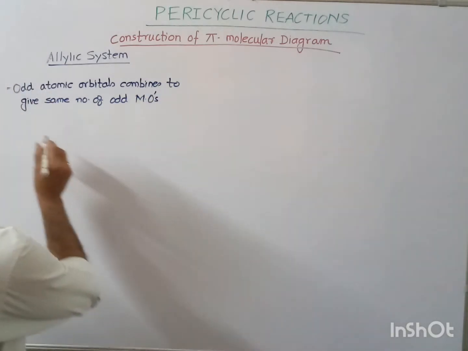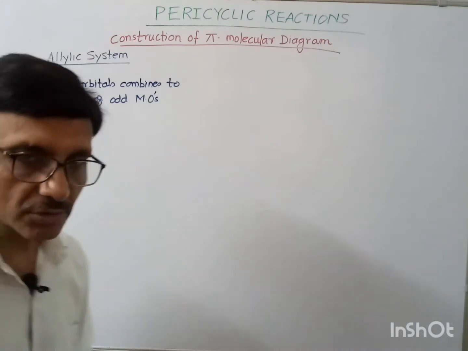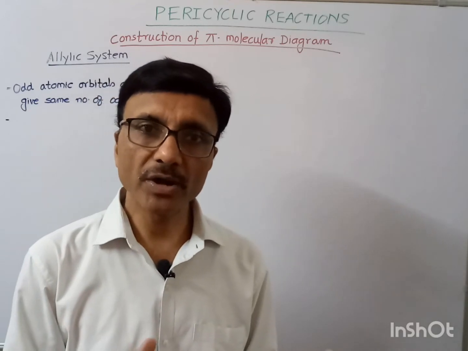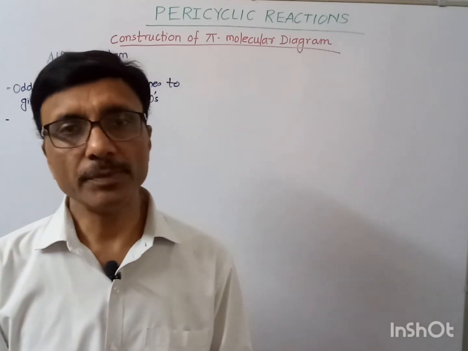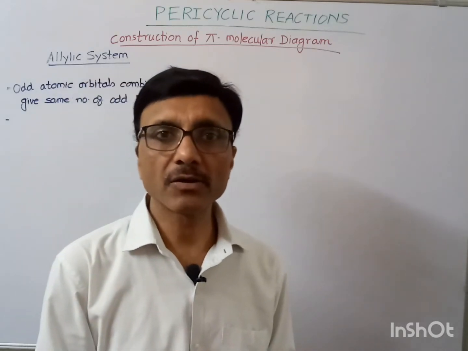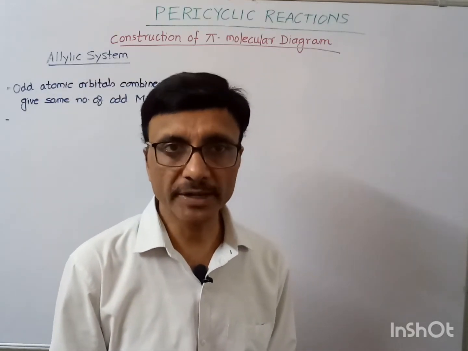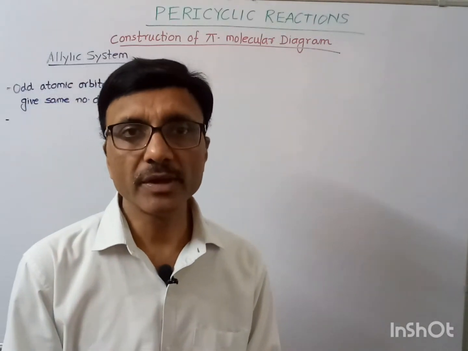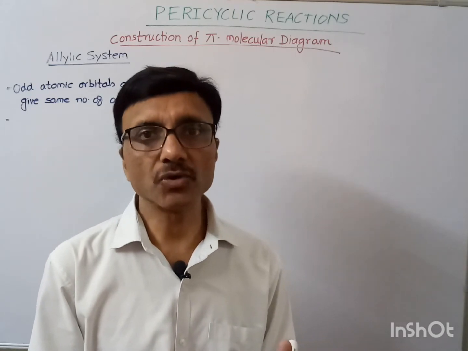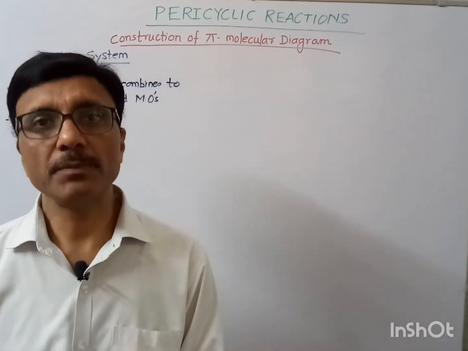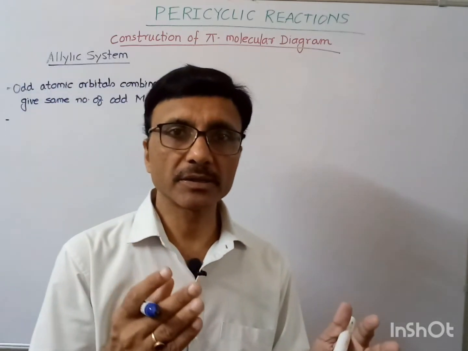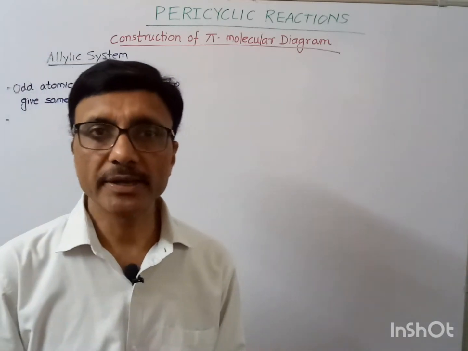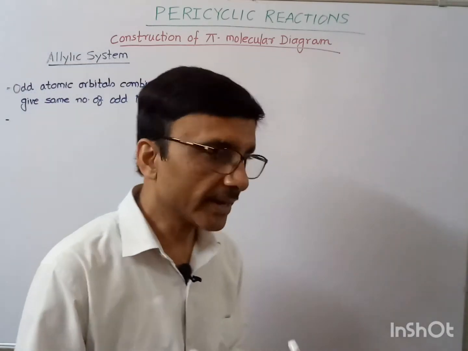Okay, and now if 3 molecular orbitals are formed, then out of these 3 molecular orbitals, 1 would be bonding, 1 would be anti-bonding, and the middle one will be the non-bonding molecular orbital. In the same way, if 5 molecular orbitals are there, then out of 5, the 2 lower ones will be bonding, the 2 higher ones, at the highest energy, would be anti-bonding, and the middle one would be the non-bonding, and so on.